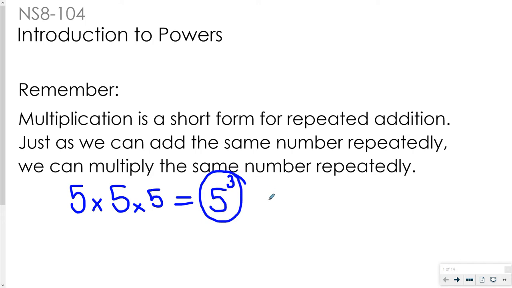Okay. This whole number composed of two numbers or two pieces is referred to as a power. The bottom number, or the bigger number, which is the number you're multiplying out, is called the base, okay? And the top number, which is the number of times you're using the base, is the exponent, okay?